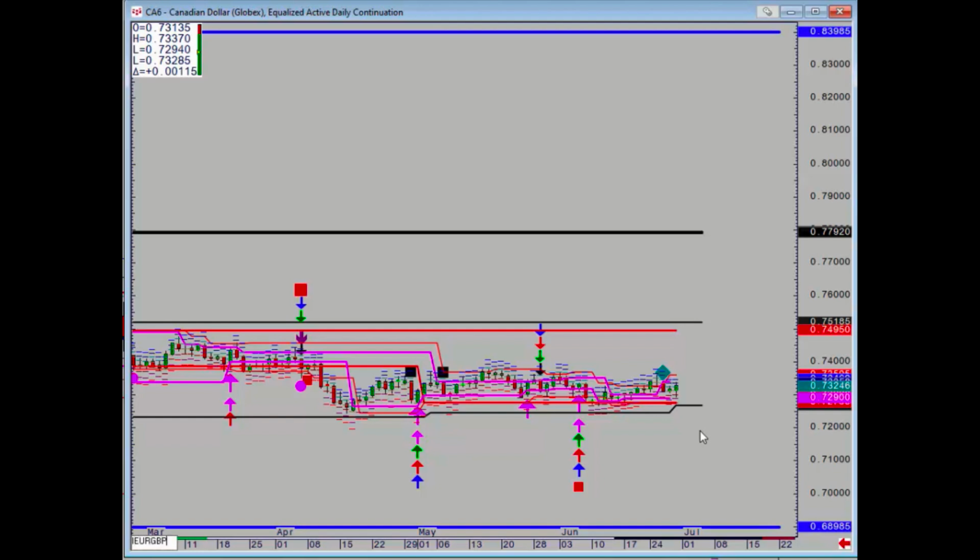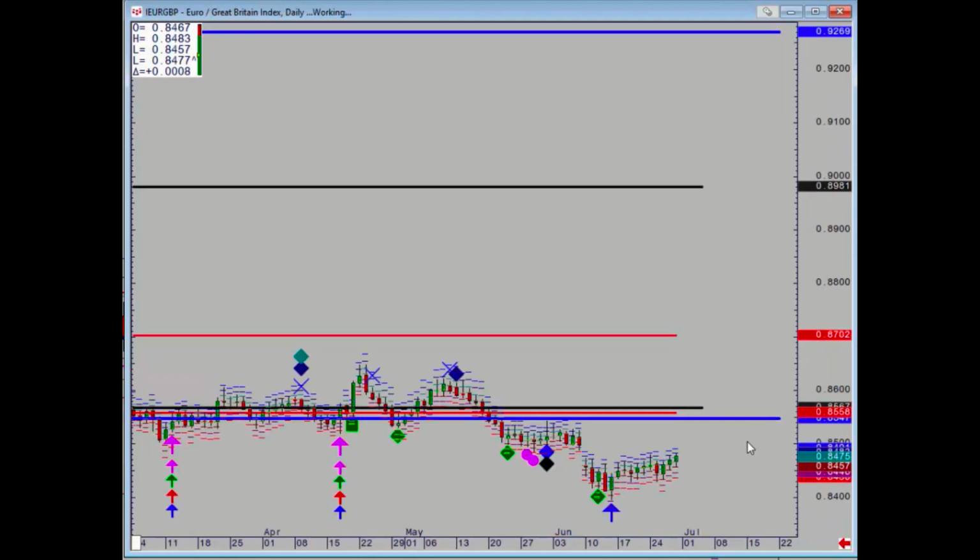Finally, euro pound. Just edging higher really. Got the positive a few weeks ago, but of course a very, very powerful zone above 85.47 to 67. Okay, thank you.